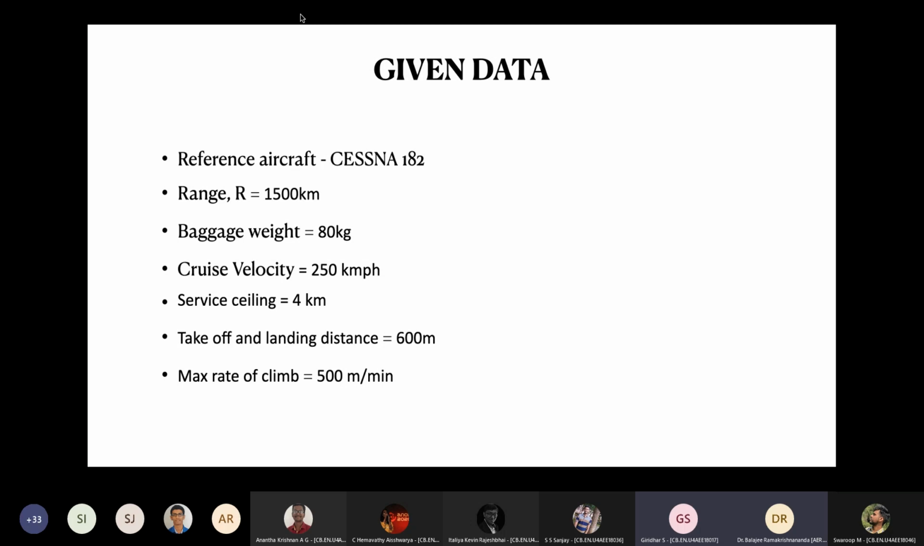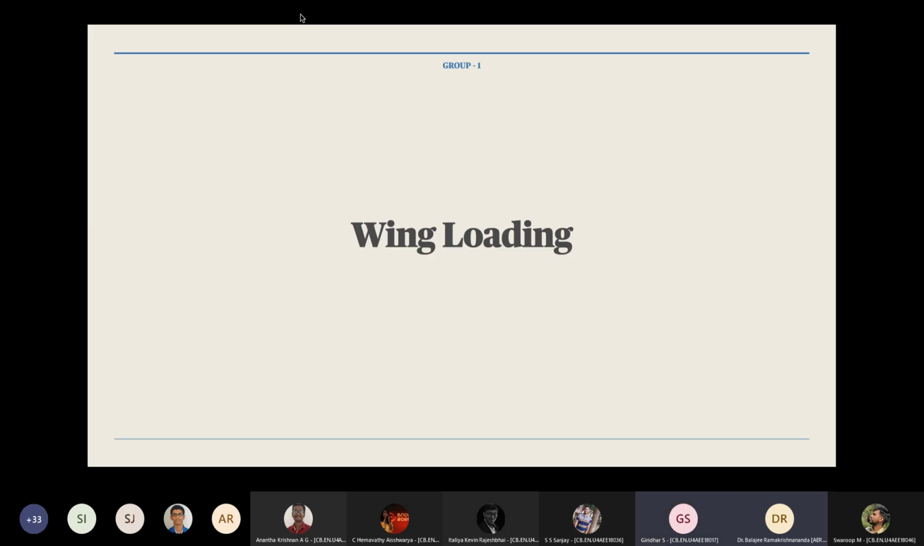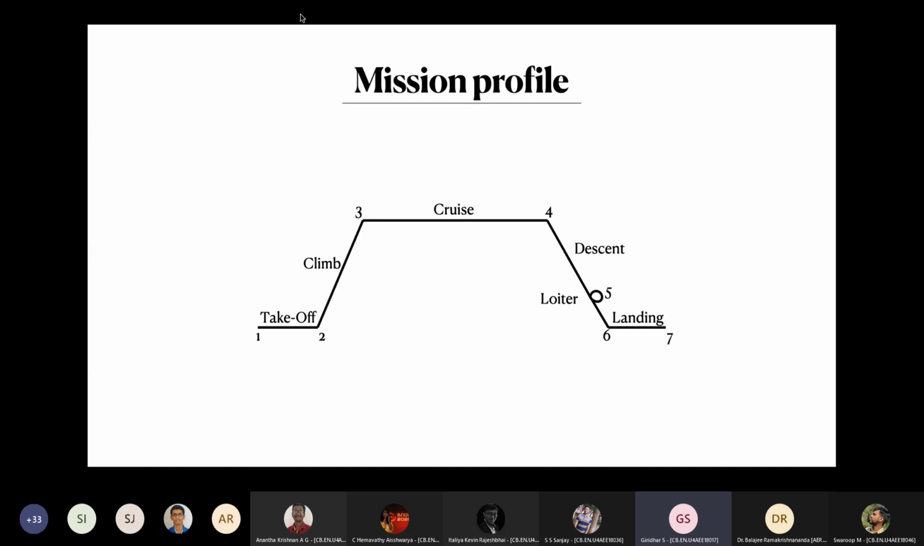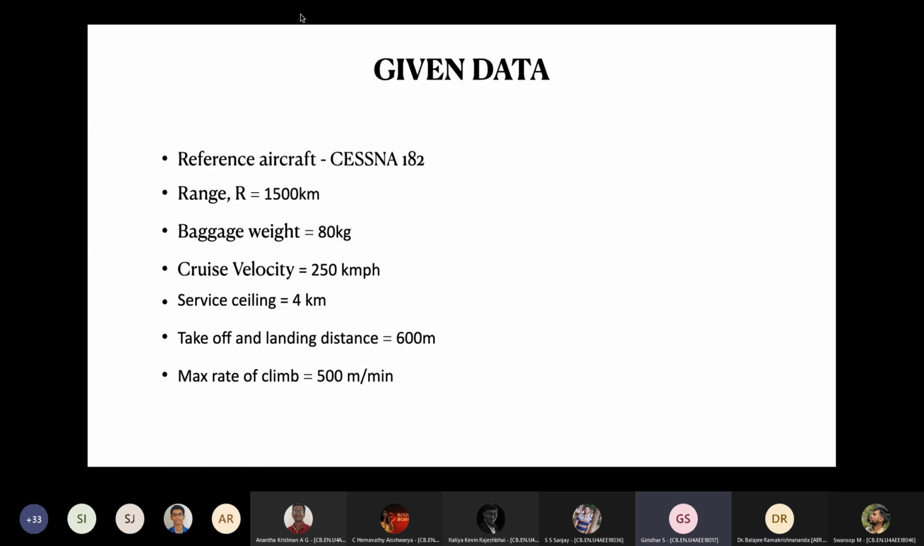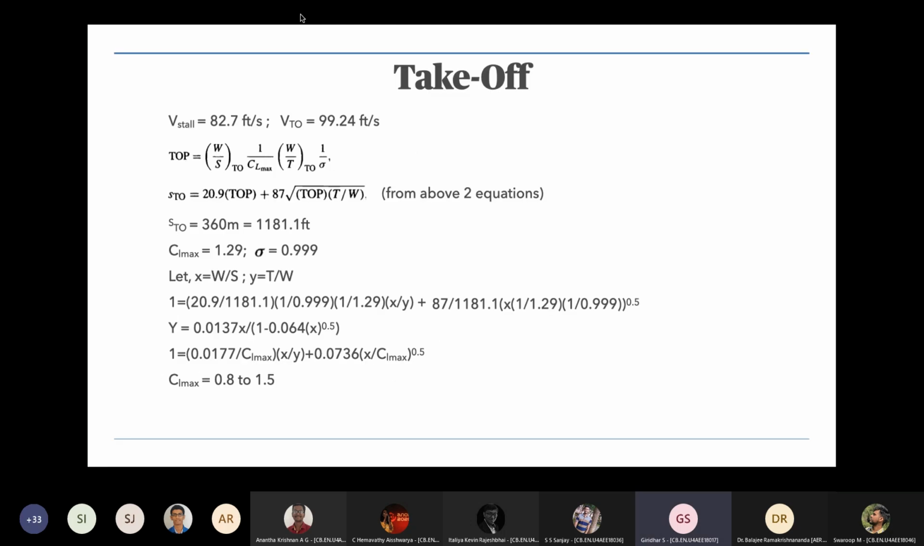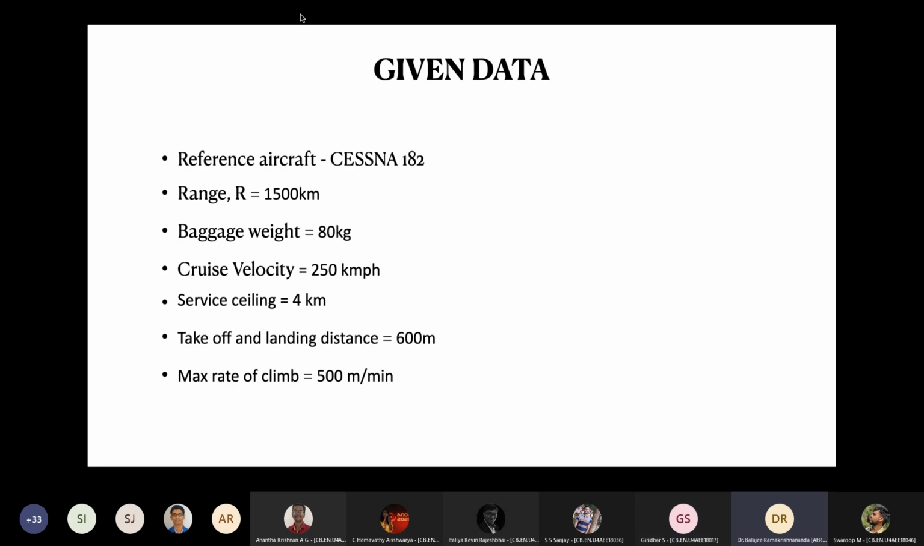Yeah, start from the beginning. Okay, sir. So our aircraft is a piston prop trainer, and our mission profile is given. This is the given data, and the reference aircraft we took was Cessna 182. Range, average weight, cruise velocity 250, service ceiling 4 kilometers 600 meters, rate of climb 500 meters per minute.